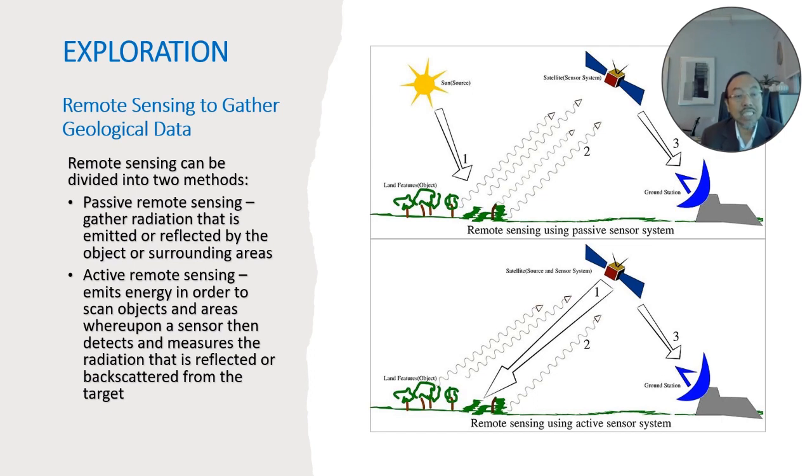Secondly, active remote sensing. It emits energy in order to scan objects and areas, whereupon a sensor then detects and measures the radiation that is reflected or backscattered from the target. Radar, radio location system using radio waves, is an example of active remote sensing where the time delay between emission and return is measured, establishing the location, speed, and direction of an object.